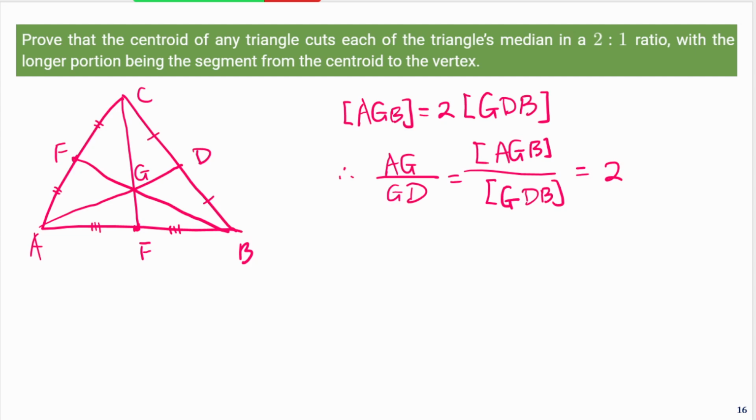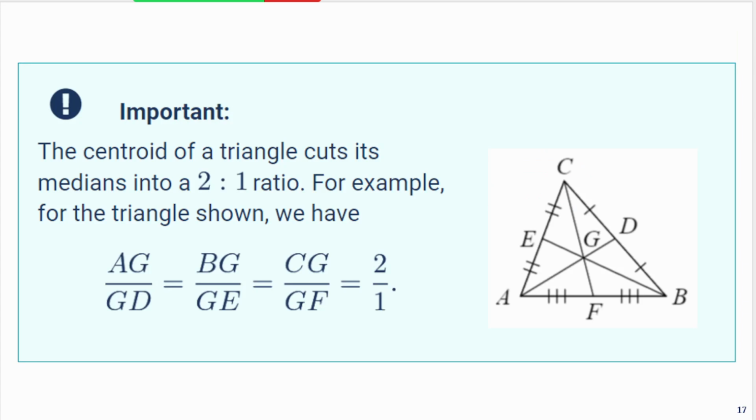Clearly, this works for any median. So if this length is x, we know this length must be 2x. Did you get it? So put this in a summary. This tells us the following important property: the centroid of a triangle cuts its median into a 2-to-1 ratio. For example, for the triangle shown on the right, we have AG over GD equals BG over GE equals CG over GF, which equals 2-to-1.